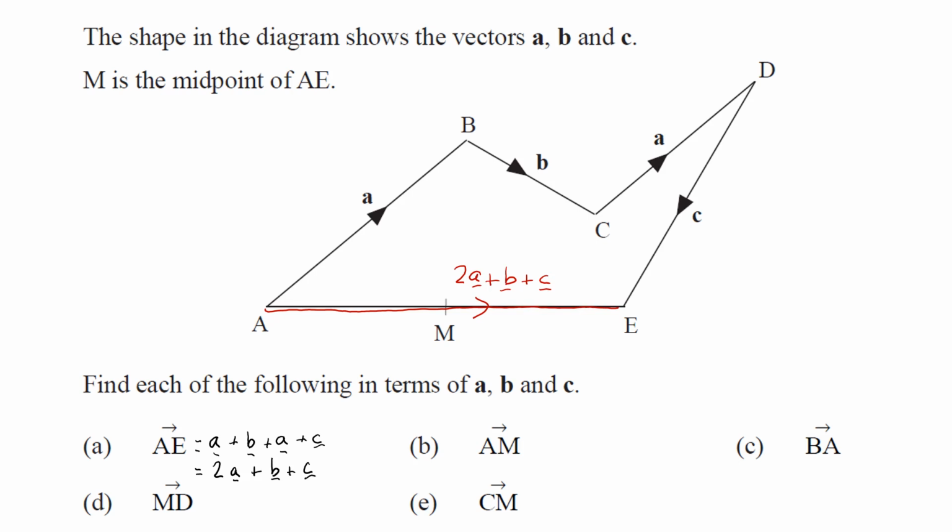So the question is, for part B, name the following vector. How do I get from A to M? Well, now that we know our answer for part A, I know that M is in the middle of it, so I need to go halfway along that vector. So it's going to be halfway along the vector 2A plus B plus C.